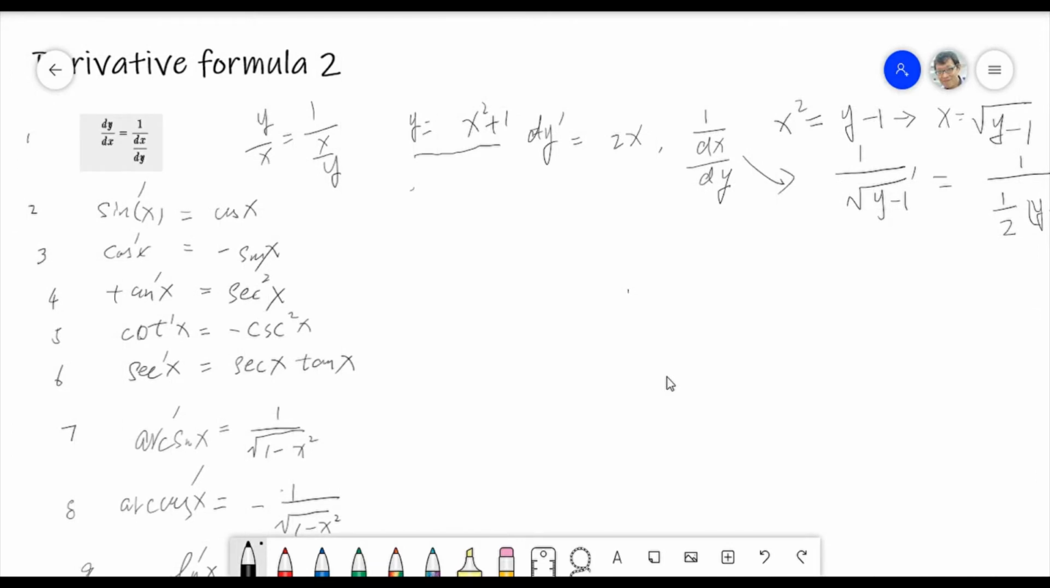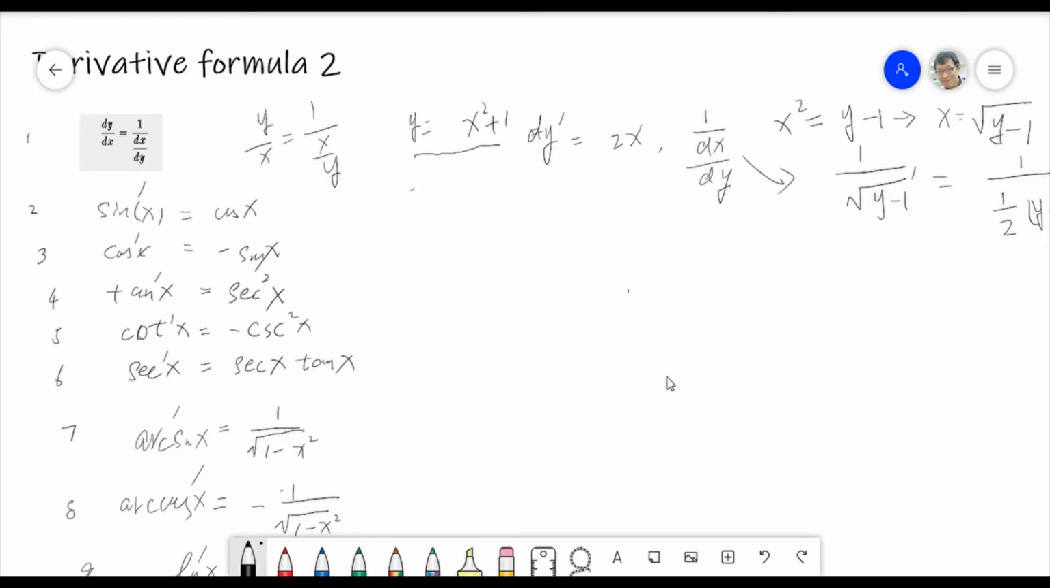Then we go to the trigonometric derivatives. I will not prove those because it's kind of hard and will take a long time. But just remember: the derivative of sine is cosine. The derivative of cosine is sine, but with a negative sign at the beginning. The derivative of tangent is secant to the second power. Cotangent's derivative is negative cosecant to the second power.